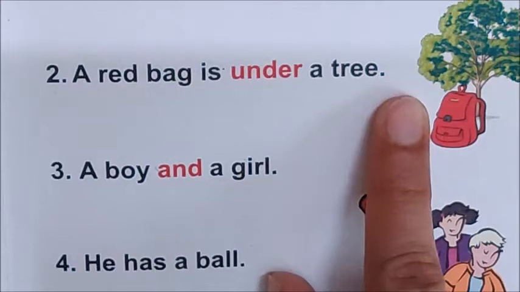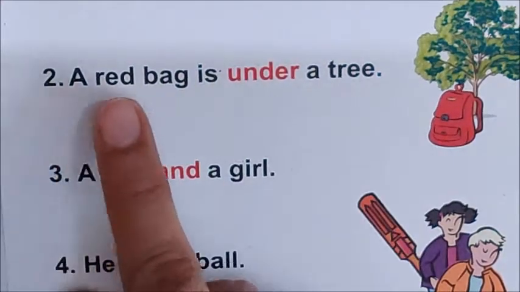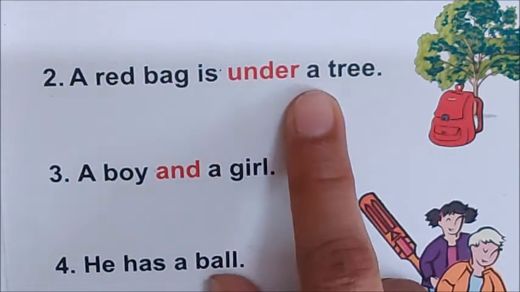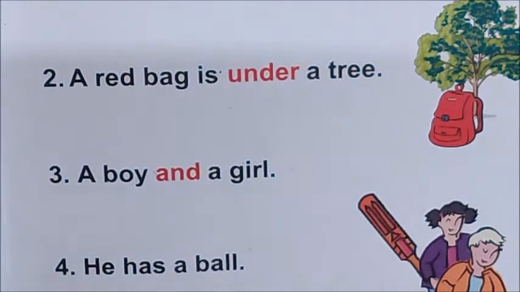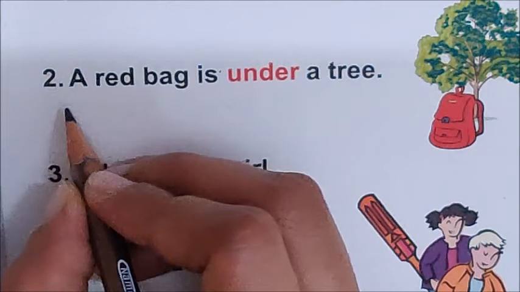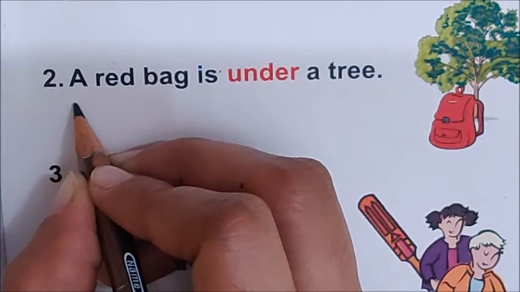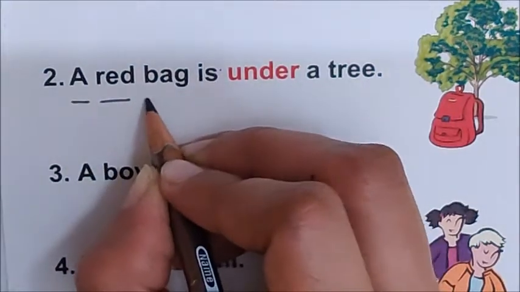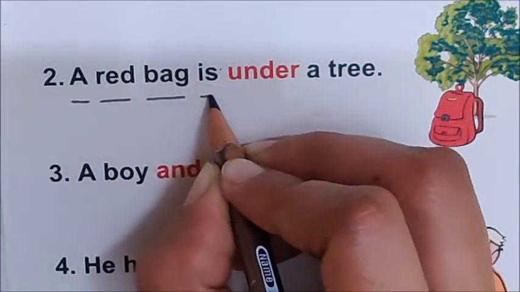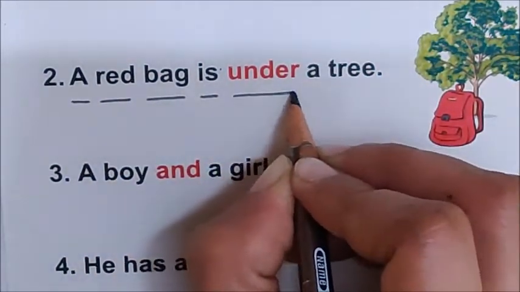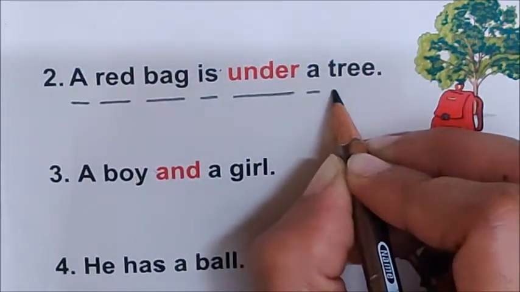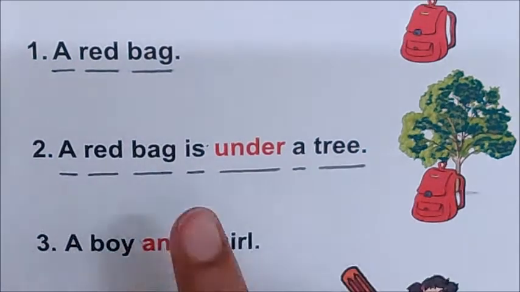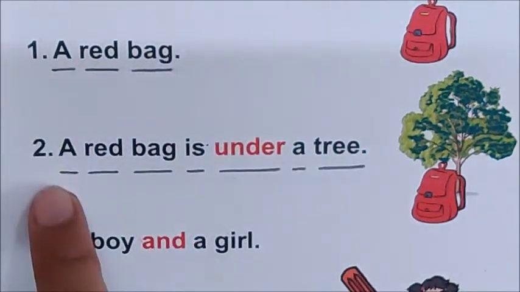Now read this sentence one more time. A red bag is under a tree. Now underline each word. Say the words while underlining them. A red bag is under a tree. So children, today we have done two sentences. Sentence 1 and sentence 2.